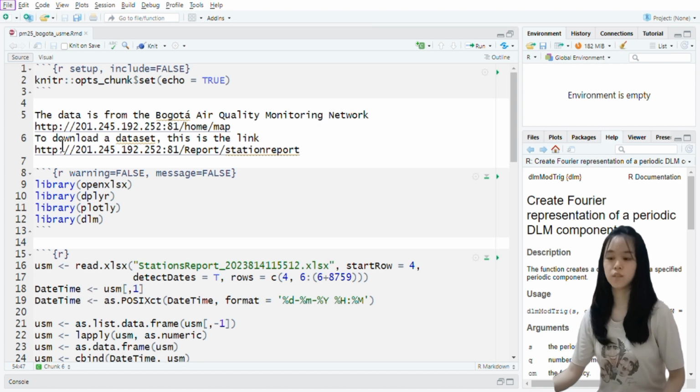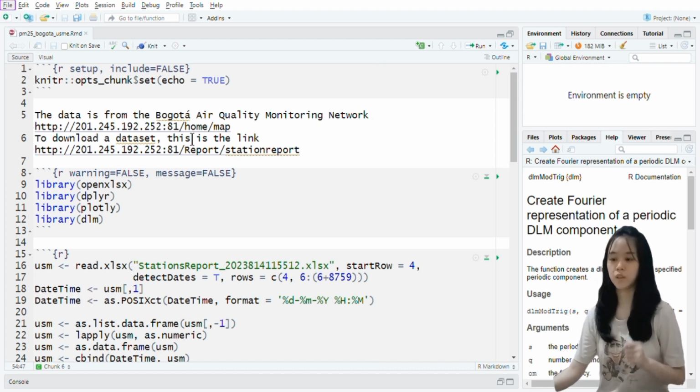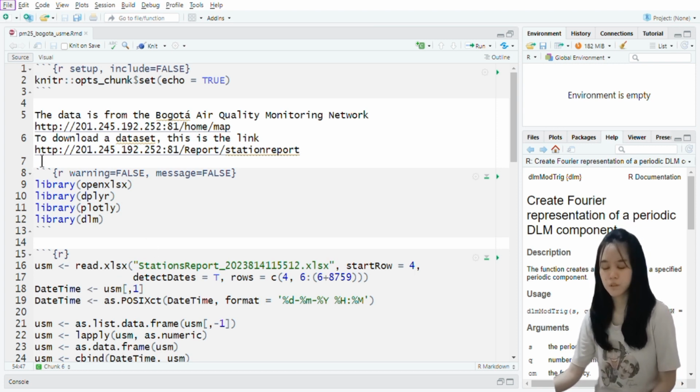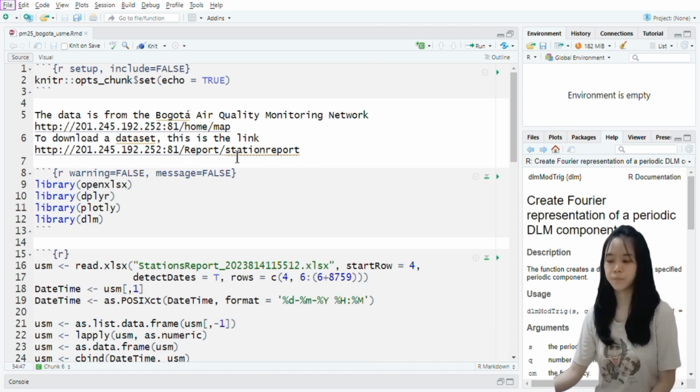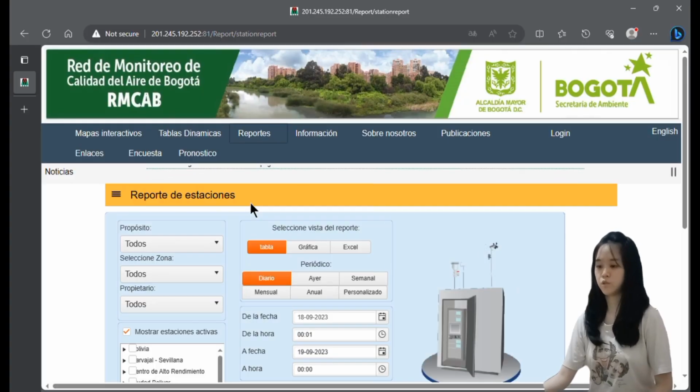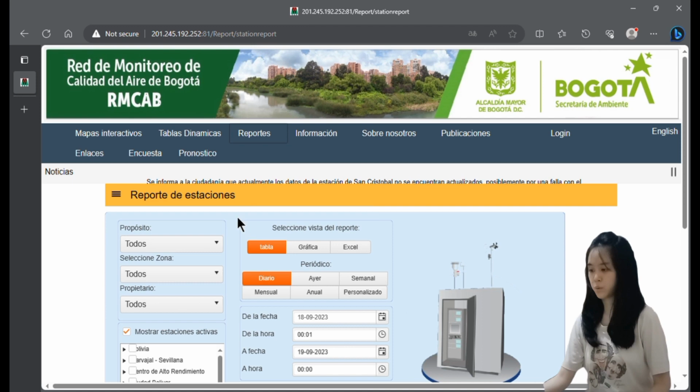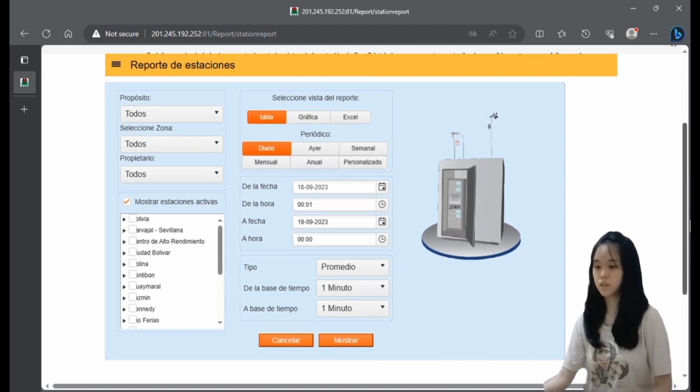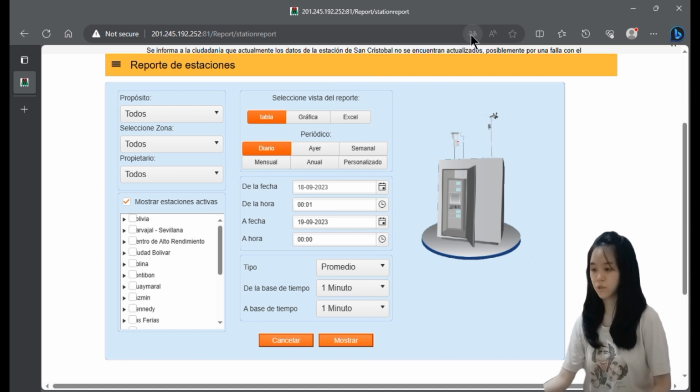To get to the data, I show you two links here. The first link gets you to an interactive map where you can get real-time measurements of air quality, and of course other measurements like PM 2.5 and other pollutants. But to get the data that we want to use for today's video, we need to click this link. And it will get you to this page. Okay, so we have a menu here. It's in Spanish, but of course you can always translate it to English. If you understand Spanish, then good.